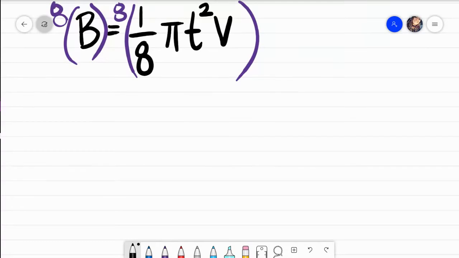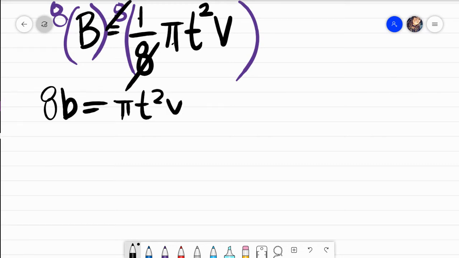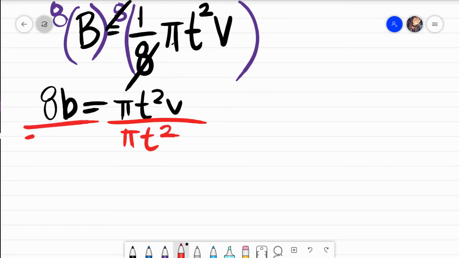So if you do 8 times b, I get 8b equals, the 8 here cancels this 8 here. And if you notice, the only thing I have left is 1 times pi times t squared times v, which is just pi t squared v. Still trying to solve for v. Now I notice it's being multiplied by pi t squared. You do the inverse, which is division. Divide by pi t squared. What you do to one side, you have to do to the other.